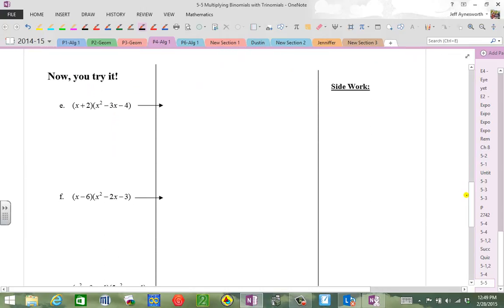So pause the video, and when you're ready, you can press play, and you can check your work on the back side. Okay? Pause the video and go for it, because now it's your turn. You give it your best shot.